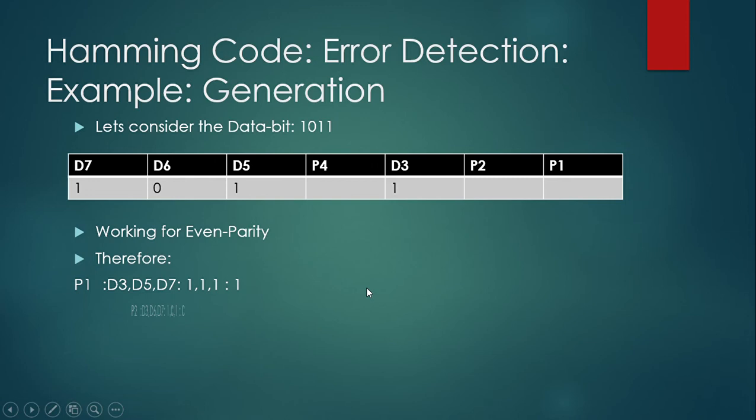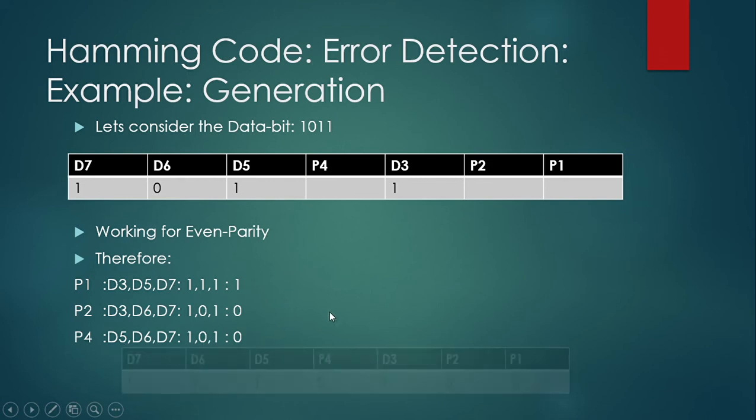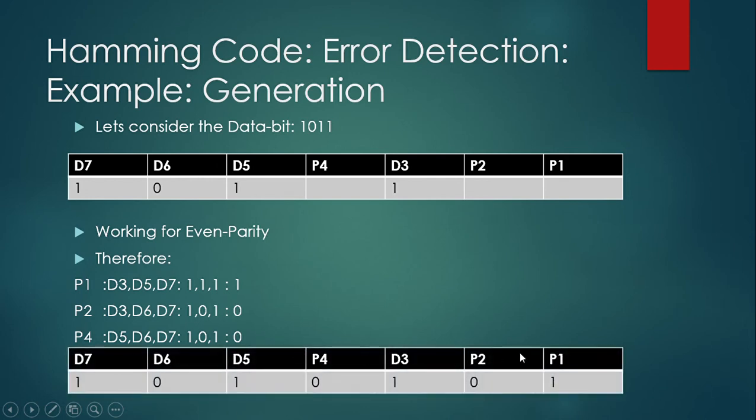And next, similarly, we have P2: D3, D6, D7, as explained in the previous slide. What is D3? D3 is 1. What is D6? D6 is 0. What is D7? D7 is 1. What is the even parity? 0. Hence put it in P2. Similarly for P4: D5, D6, D7, 101, that is 0. Put it into P4. And this is your final Hamming code that is sent from the sender to the receiver.